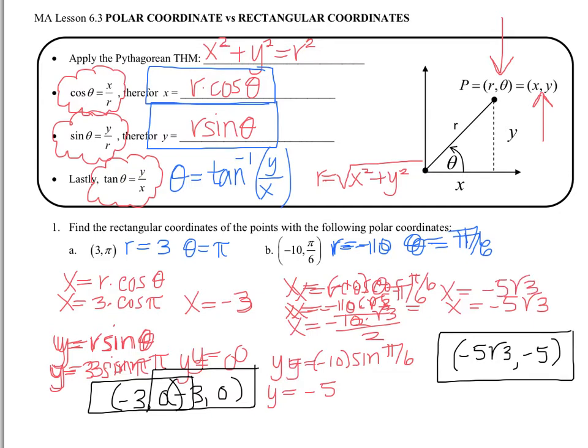Similarly for y, I get y equals r sine theta. So r is -10. The sine of pi over 6 is 1/2. And I get y equals -5. So this point has become -5√3, -5. Okay. All right, let's look at some other problems.